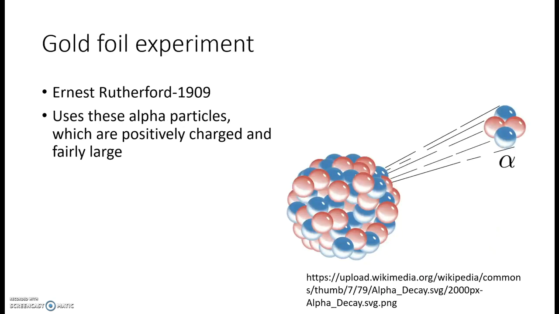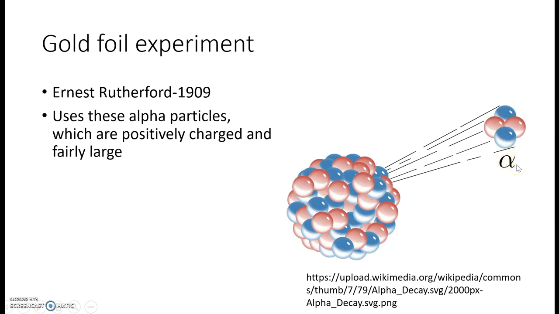So, just a few years later, one of J.J. Thomson's students, Ernest Rutherford, ends up performing perhaps my favorite experiment of all time, the gold foil experiment. Now, in 1909, so just a few years later, he ends up using these alpha particles. And before I tell you what the gold foil experiment is, I want to tell you what an alpha particle is.